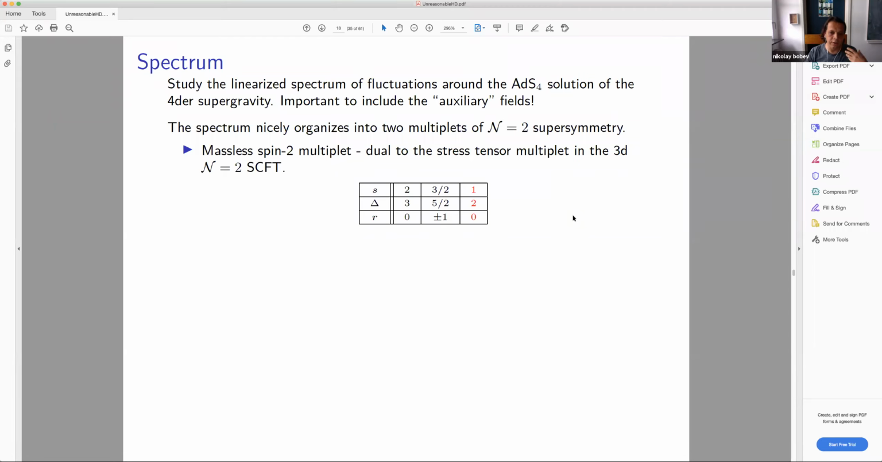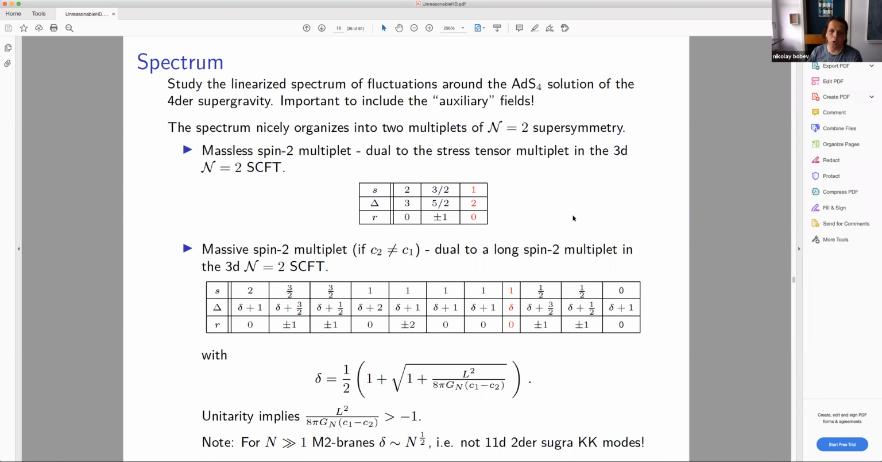However, when you include these extra fields, as I said, what used to be auxiliary fields in the two derivative supergravity now have kinetic terms. So this means that there will be extra propagating modes, and actually a lot of them. And here they all are. They form a big multiplet.